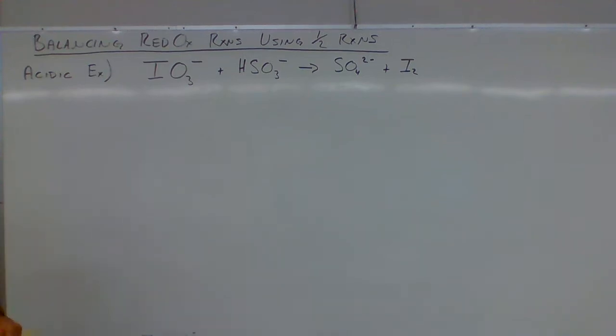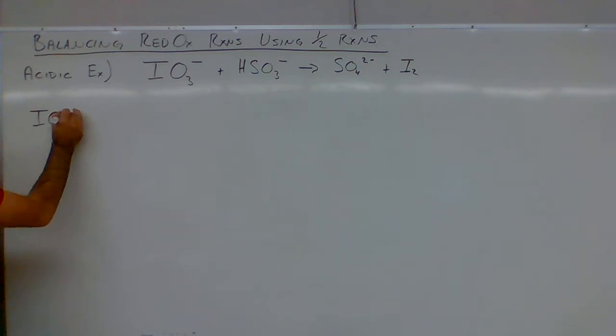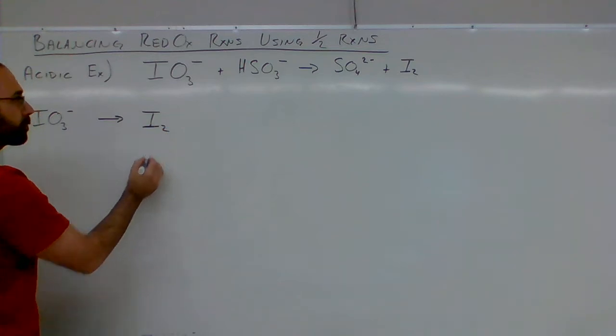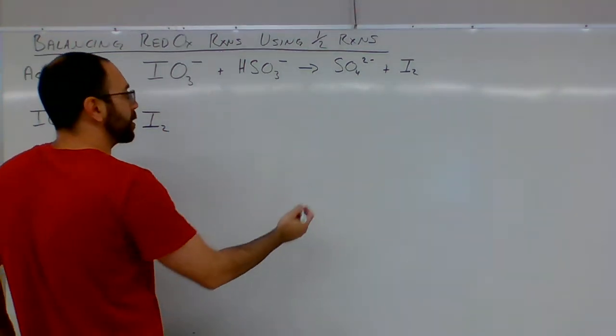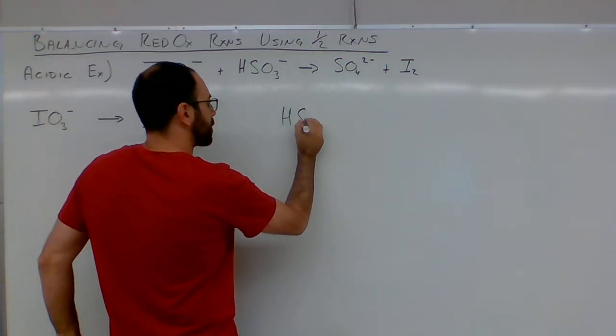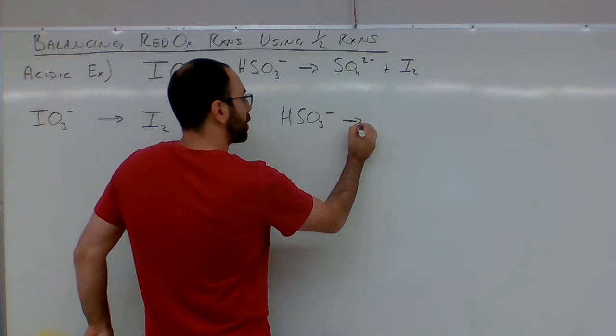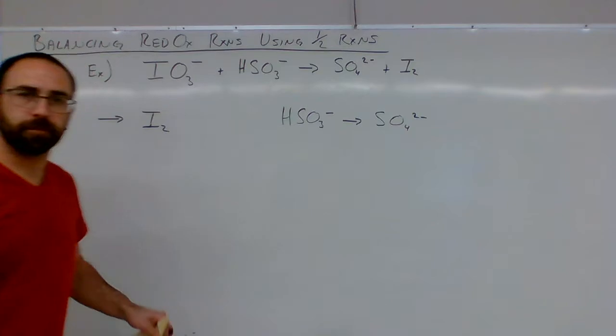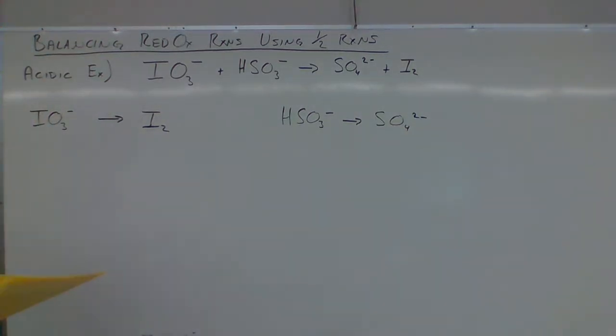Looking at this example here, we've got one half reaction where we're going to take this IO3 minus to the I2. The other half reaction that we're going to deal with here is the HSO3 minus transforming to the SO4 2 minus. Okay, so these are our two half reactions that we want to balance. So let's balance these two half reactions.